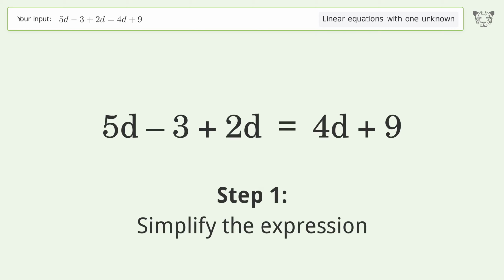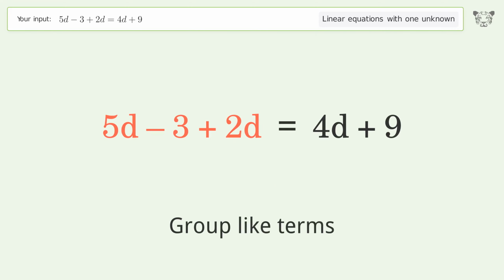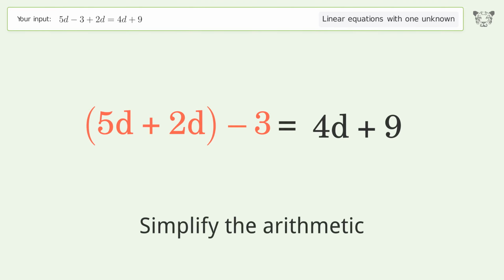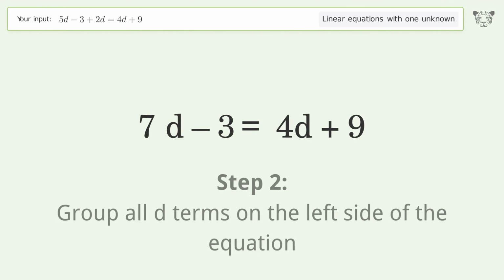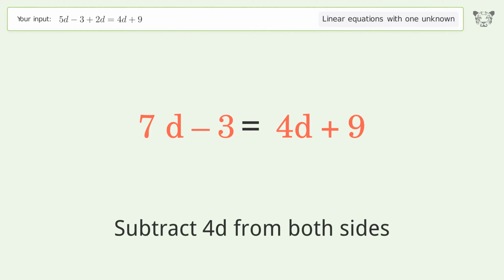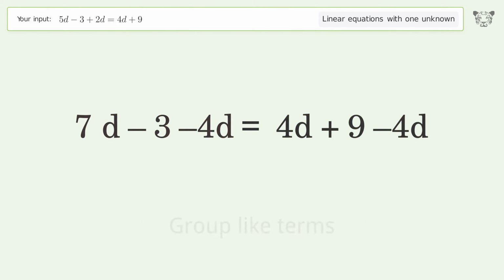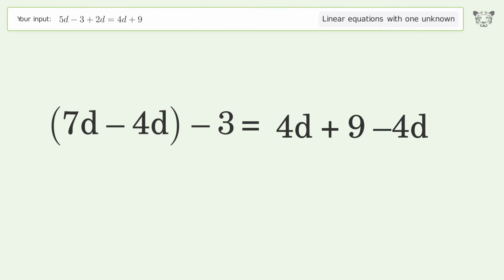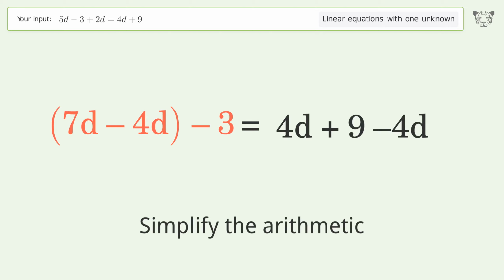Simplify the expression. Group like terms. Simplify the arithmetic. Group all d terms on the left side of the equation. Subtract 4d from both sides. Group like terms. Simplify the arithmetic.